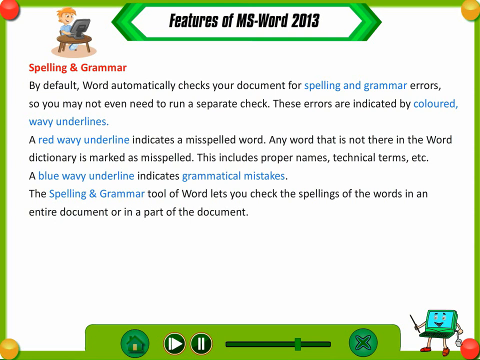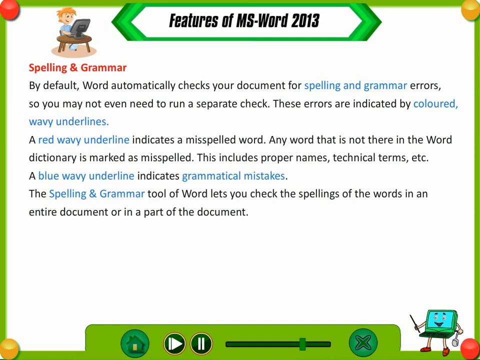Spelling and grammar. By default, Word automatically checks your document for spelling and grammar errors, so you may not even need to run a separate check. These errors are indicated by colored wavy underlines. A red wavy underline indicates a misspelled word. Any word that is not there in the Word dictionary is marked as misspelled. This includes proper names, technical terms, etc. A blue wavy underline indicates grammatical mistakes.